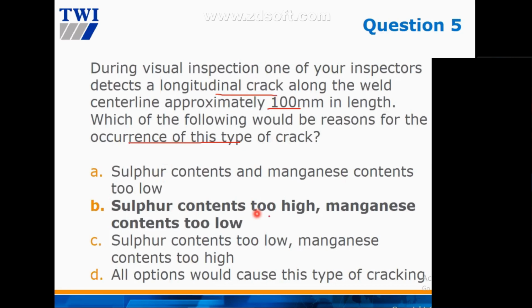If you got high manganese, you avoid solidification cracking. Got it? Right. So B is the best answer because we got very high sulfur. Sulfur, remember, is one of the main factors for solidification cracking to occur. You got high sulfur, all right? And manganese content too low, yes. Because when you got low manganese, manganese doesn't give any effect in tying and bonding the grain. There is no effect at all. If you got high manganese, that's okay. Manganese will give bonding between grains. All right?